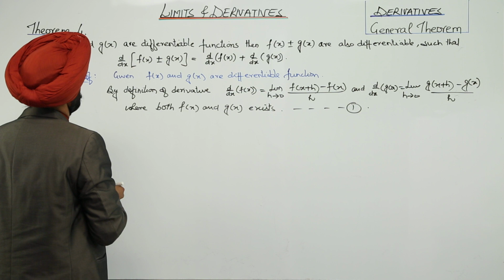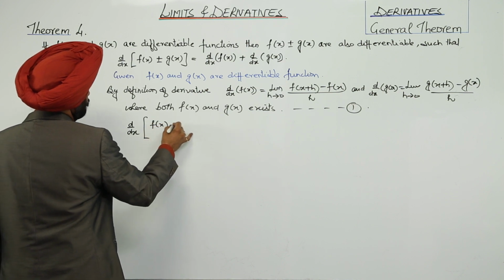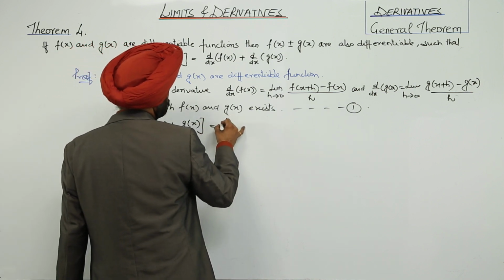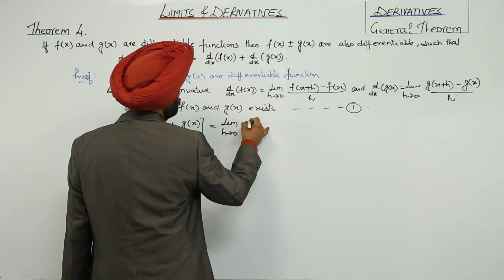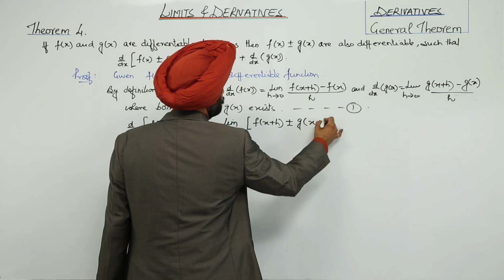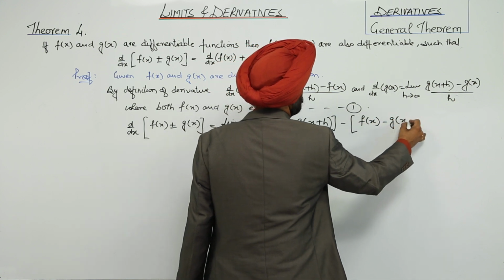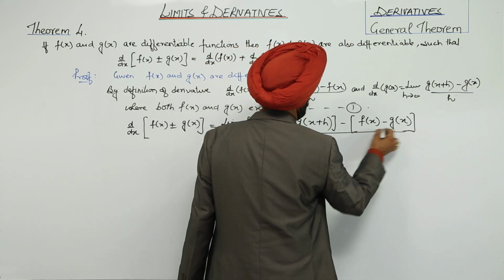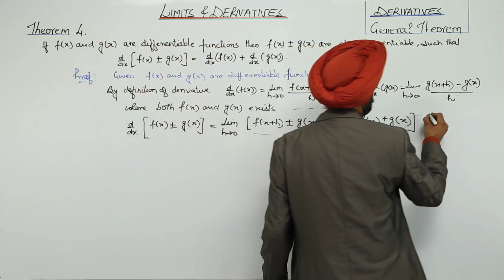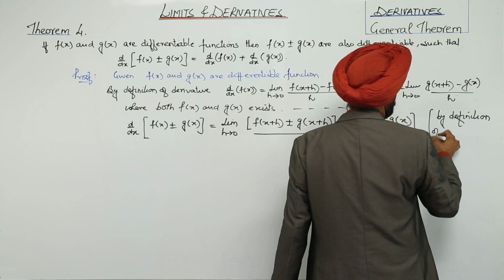Now d upon dx of f(x) plus minus g(x) will be written as, now this becomes limit h approaches 0 of f(x plus h) plus minus g(x plus h), negative of f(x) plus minus g(x), upon h, by definition of derivatives.